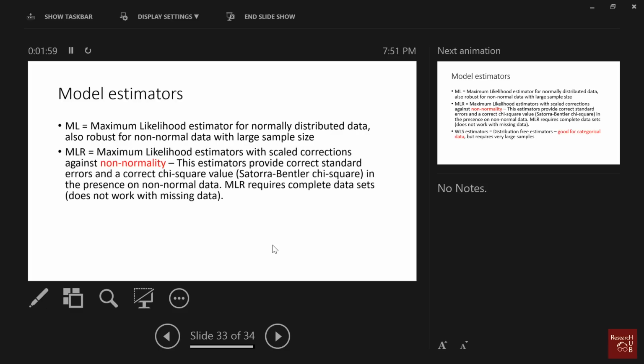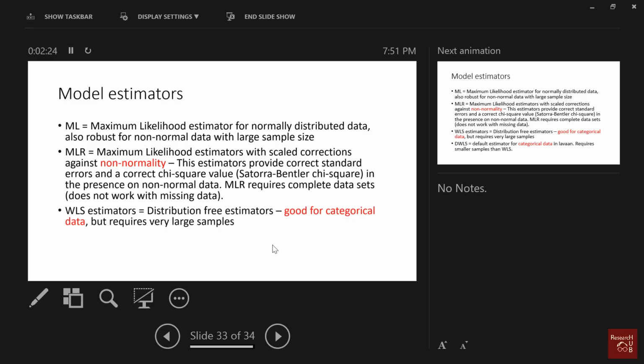And then another estimation we can use is the maximum likelihood estimator with scaled error corrections against non-normality, and the estimation provides corrected standard errors and a correct chi-square value. But normally this approach doesn't work with missing data. And then we have the weighted least square estimator, the distribution-free estimator, good for categorical data, but normally requires very large sample sizes.